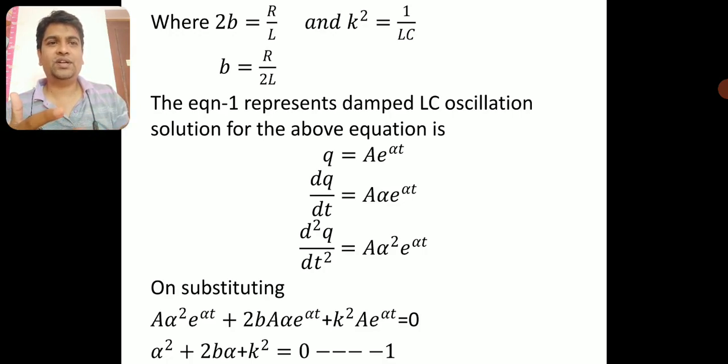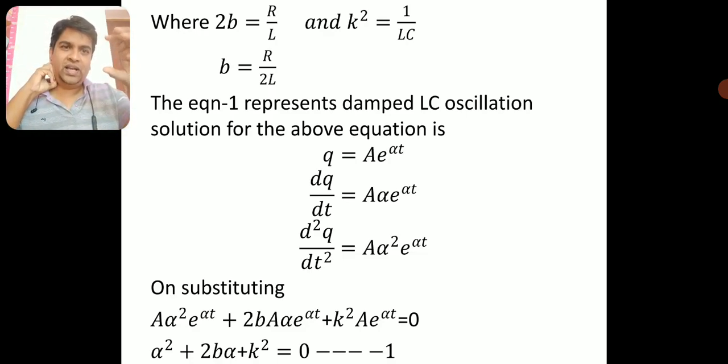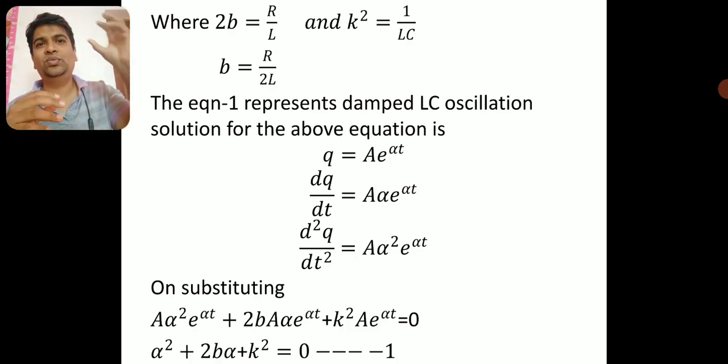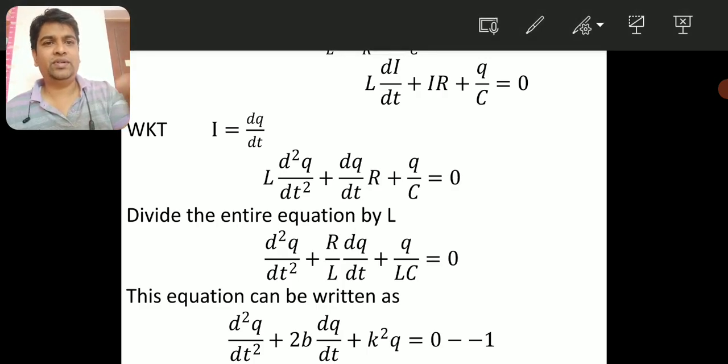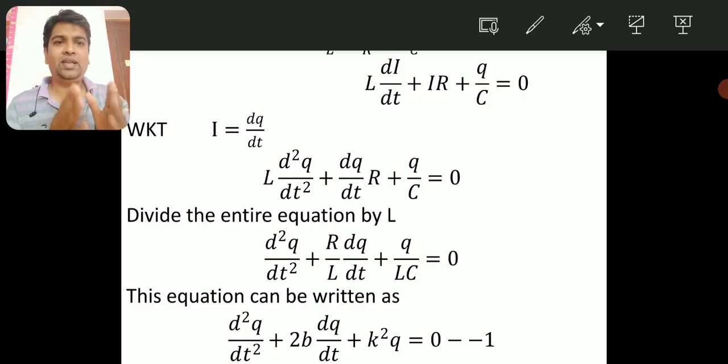So a alpha square e to the power of alpha t. Right. So I got dq by dt, and I got d square q by dt square, where these things I am going to substitute back in equation 1. I know equation 1. So let me go back and see what equation 1 is. So we have d square q by dt square plus 2b dq by dt plus k square q is equal to 0. I am going to substitute d square q by dt square and dq by dt in this equation 1.